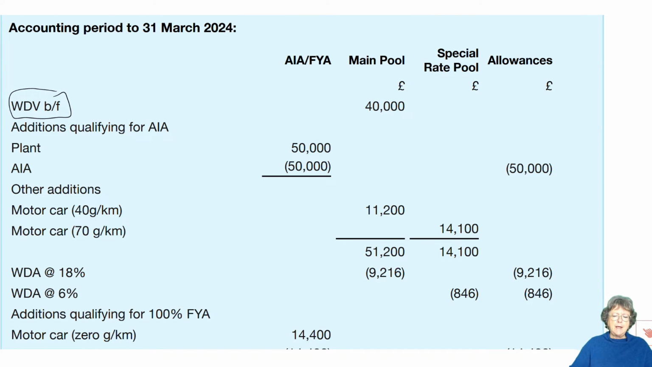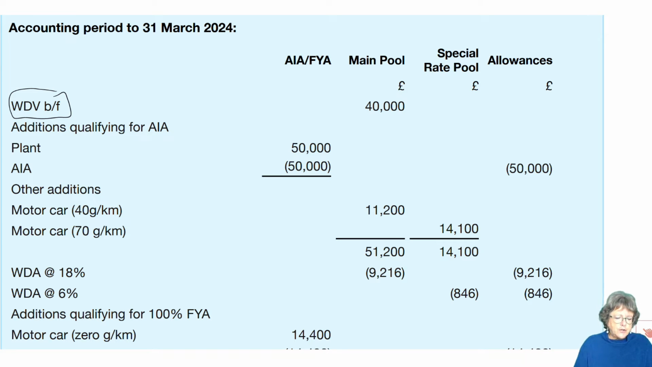So we have extra columns now. Some of the things that you need to do with capital allowances when you are reading the question is working out how many columns you're going to need. So we've got an AIA stroke first year allowance column, a main pool column with the written down value brought forward, a special rate column and an allowances column.